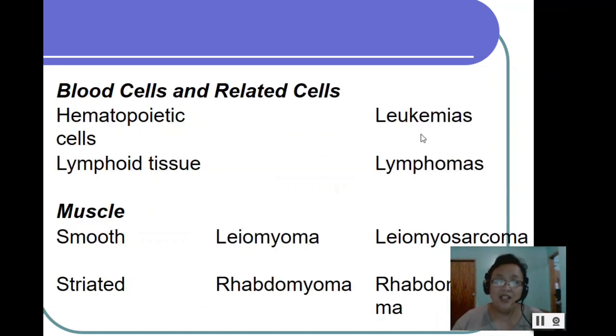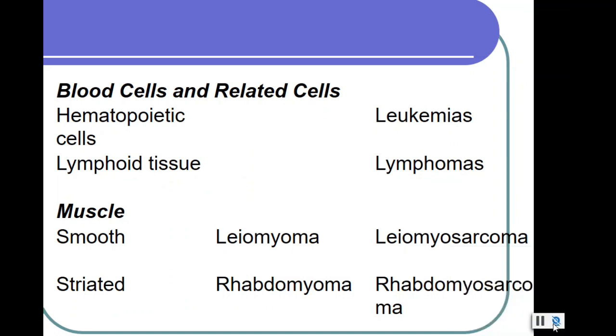Pag hematopoietic, leukemia, walang benign sa blood tumors. Lymphoid tissue, lymphomas, nandito siya agad sa malignant. Pag muscle, leiomyoma, leiomyosarcoma if it's smooth muscle. Rhabdomyoma, rhabdomyosarcoma pag malignant. Pag striated or skeletal muscle.